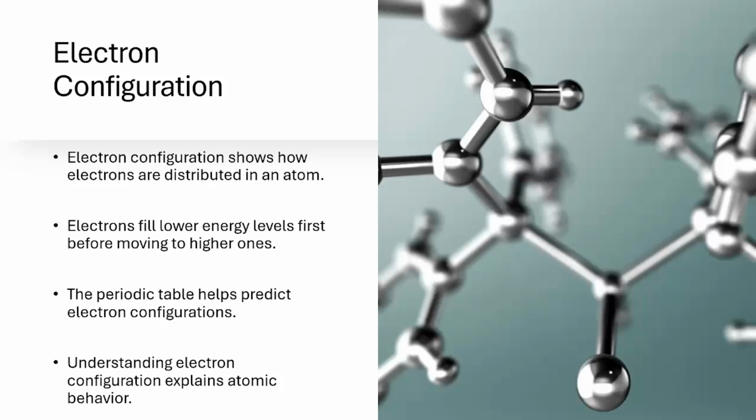Electron configuration is like the seating chart for electrons. If you're planning a party, you've got to put everyone in the right spot, or things could get messy. Electrons fill up the lower energy levels first, just like how you fill the shallow pool before you jump into the deep end. So we can use the periodic table to help predict how electrons are arranged, which is super handy for figuring out how atoms behave. Basically, the periodic table is like a cheat sheet for atomic behavior. Understanding electron configuration is key to knowing why atoms act the way they do in chemical reactions. So now that we have the seating chart, let's move on to how this affects bonding.